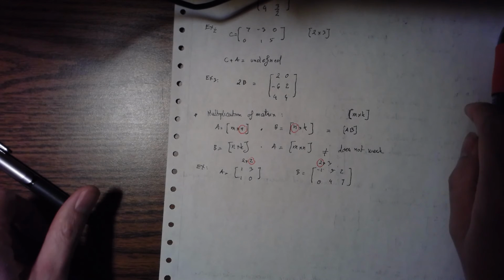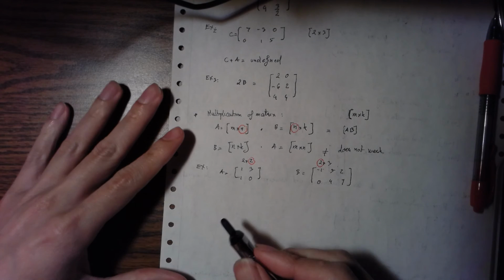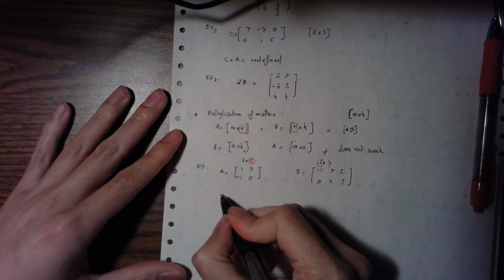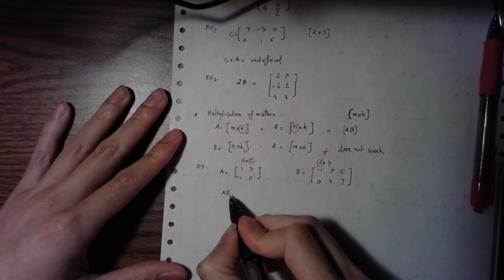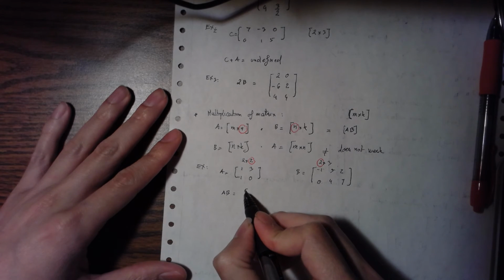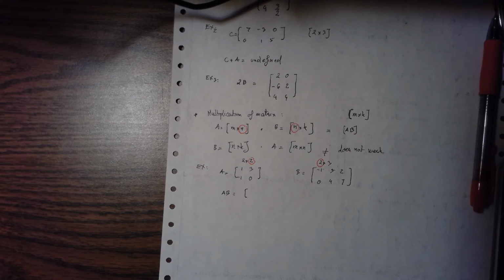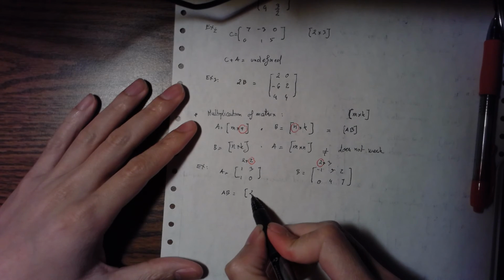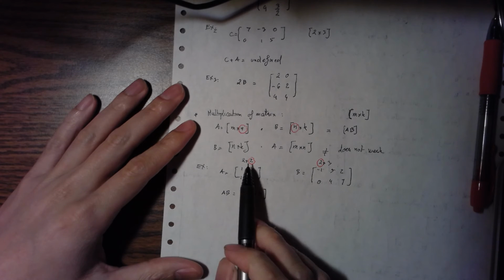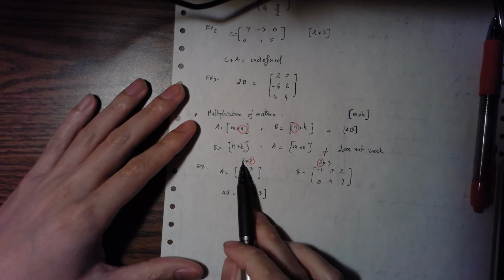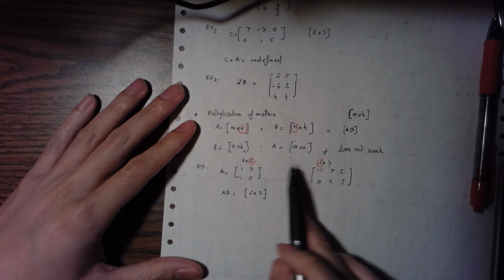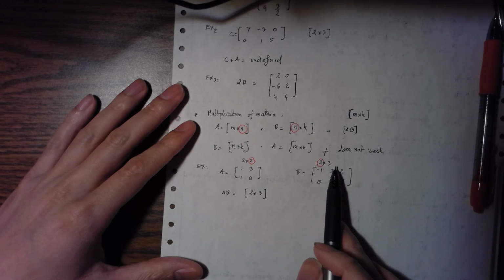So when I multiply, the answer, matrix AB, will have dimension 2 by 3. So it'll be this and this. We're going to take this row and the last column.